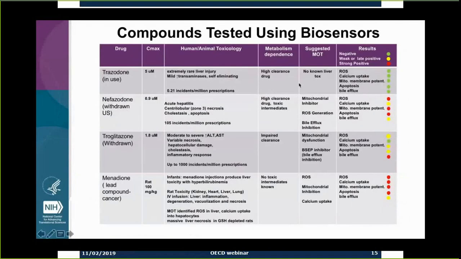You can then look at a number of compounds to see how well this biosensing system performs. Like if you look at trazodone, which has no known liver toxicity and is cleared through the liver quickly, you can see that the various cell readouts are all in green, indicating that there's no damage to the liver cells. Whereas if you look at menadione, which is a known liver toxin, ROS, calcium uptake, mitochondrial membrane permeability, apoptosis, and bile efflux are shown either in red or in yellow, indicating liver toxicity in this particular case.